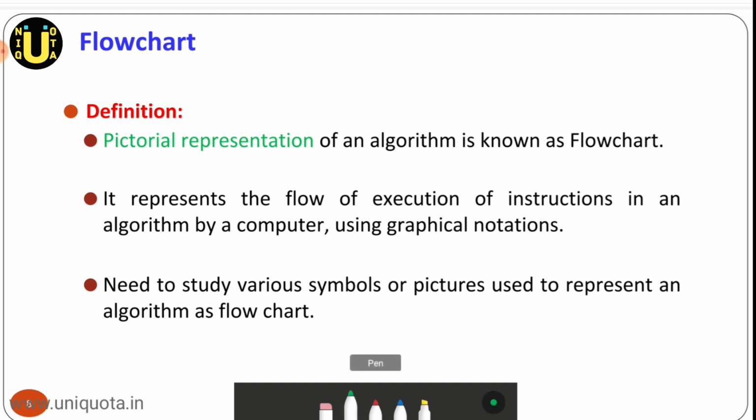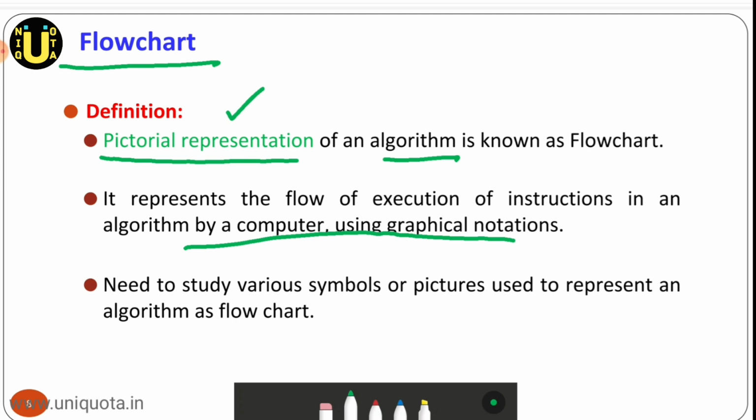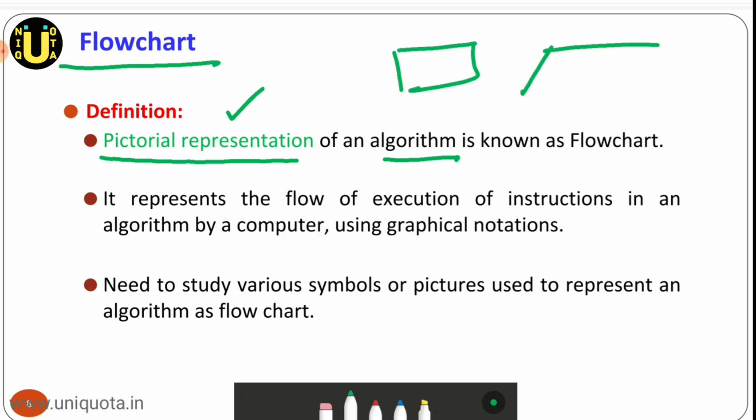Before the definition: a flowchart is a pictorial representation of an algorithm. An algorithm you can write down, but to have a picture of it, what we'll do is just create a flowchart of it. It represents the flow of execution of instructions in an algorithm by a computer using graphical notations. So here we will use graphical notations such as a square, rectangle, or a circle, and arrows to represent any algorithm.